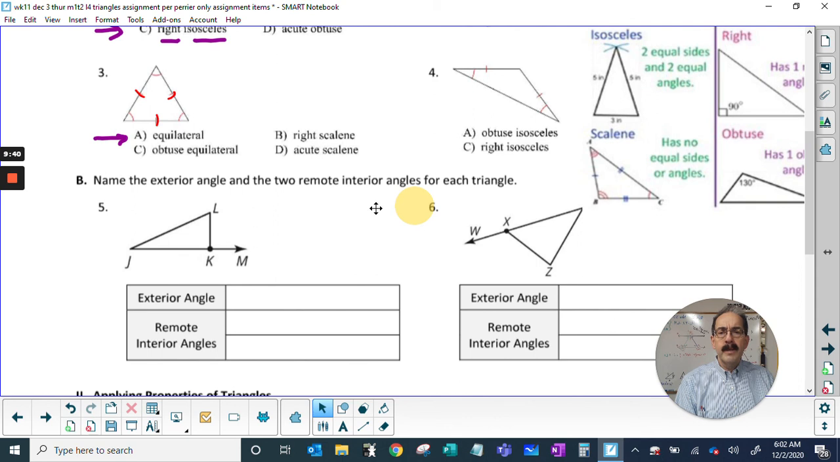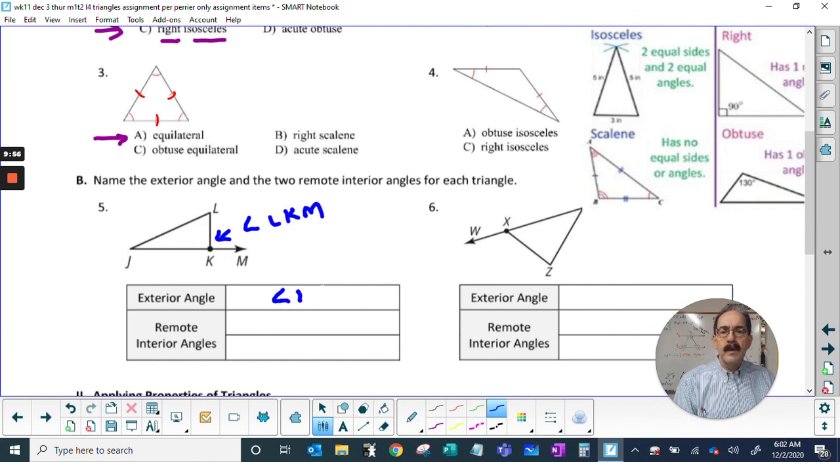Now exterior, interior. Name the exterior. Well, there's only one exterior angle in here. There's the exterior angle LKM. Interior remote is this one and this one. Remote meaning away from this K area. So angle L, angle J. You try number 6.